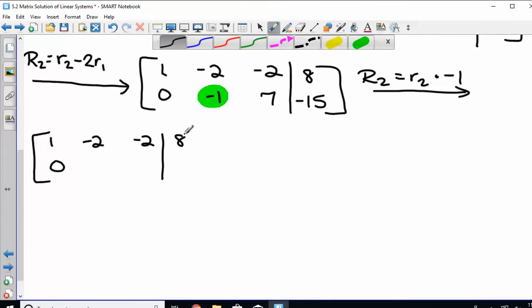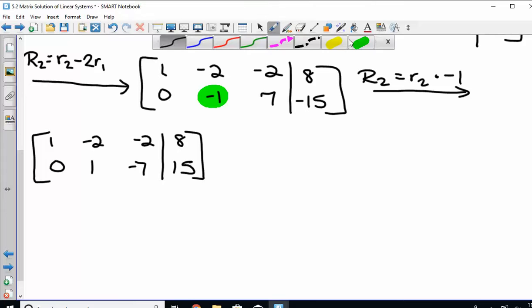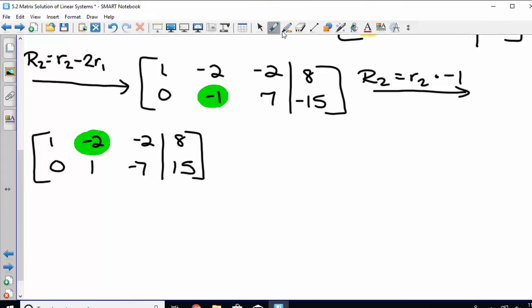So 0 times negative 1 is 0, negative 1 times negative 1 is 1, negative 7 and positive 15. Next, if we're finishing column 2, we need this to be a 0. So I'm changing row 1, so row 1 equals row 1. It's a negative 2, so we will add 2 of row 2. So row 2 isn't changing.